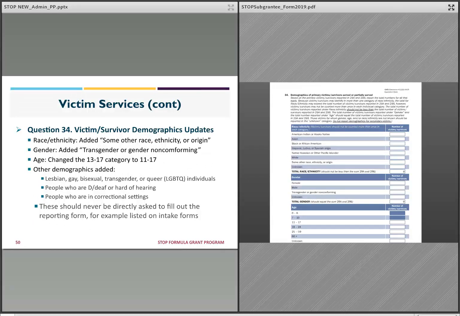In question 34, subgrantees should report demographic information for every single primary victim survivor that they reported as served or partially served in 29A and 29B. If they do not know some of the demographic information for a particular person, it is fine for subgrantees to use the unknown category as much as they need or want to.